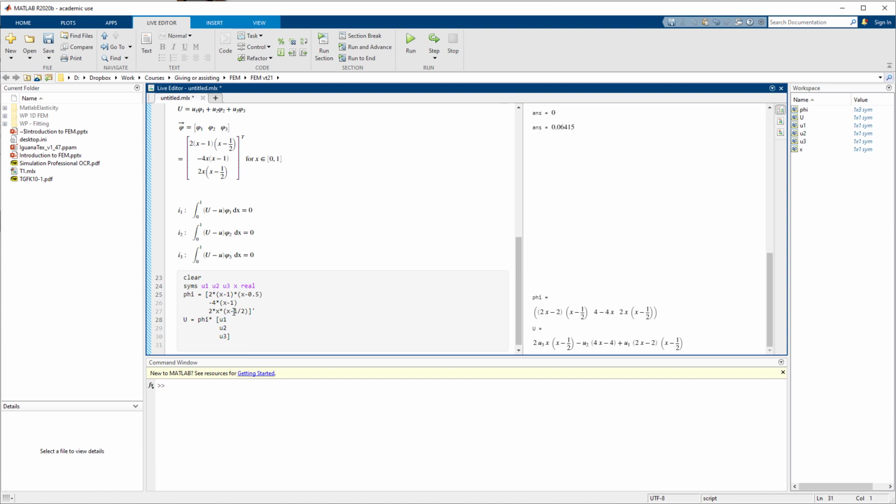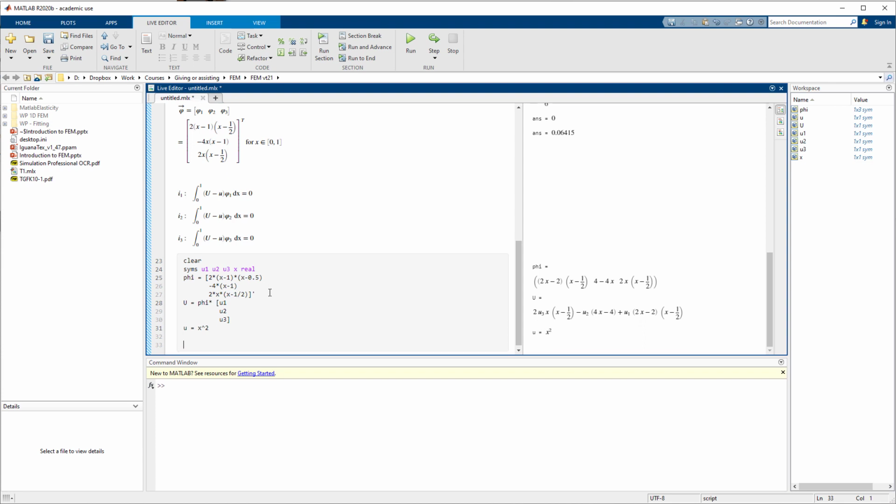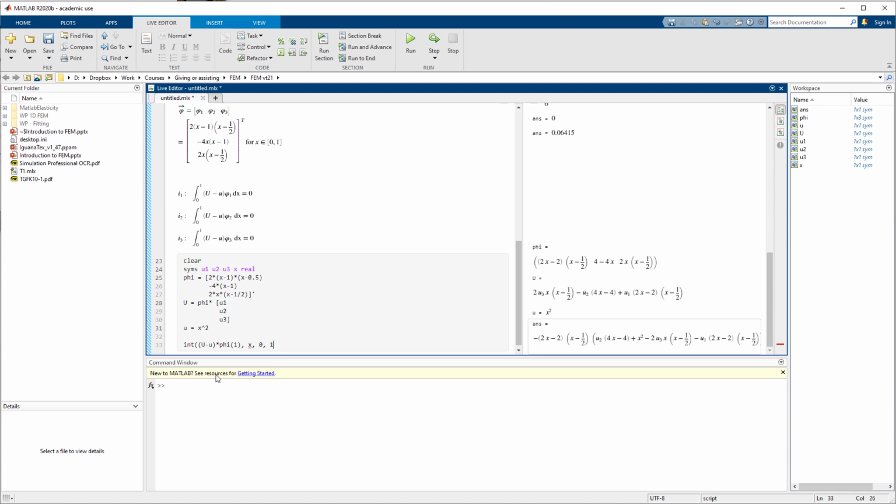We need to define the exact solution u, which is x squared. There we go, and we are basically ready to define our integrals. So again, I can do int, or I can define the stuff that is inside this integral as u minus u, and then times phi, and then this is the first one, like so, and then integrate around this. Say this is x, from 0 to 1, and then I will get the output like so.